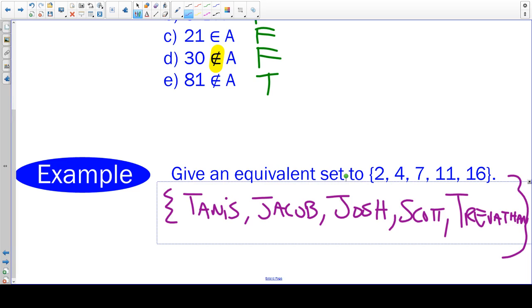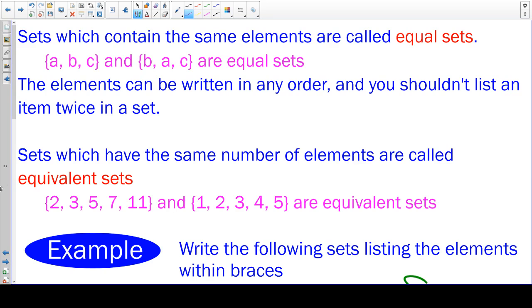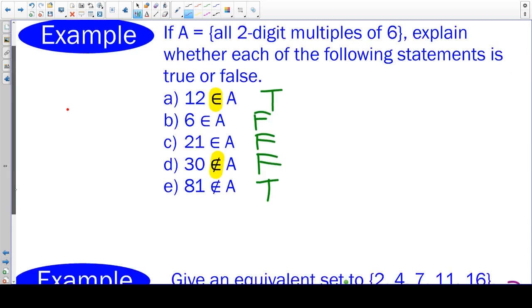Wait, how is that equivalent to us? No, wait. They both have 5 elements. Oh, that's what equivalent sets mean. Right? Go back to our definitions. Sets which have the same number of elements are called equivalent sets. Yep, that works. And obviously, those two sets have nothing to do with one another.